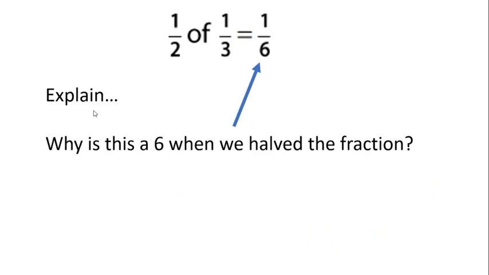So it's a little bit odd really that when we're doing a half of a third, we're making it smaller. It's strange we've ended up with a 6. I wonder if you can explain why. Why is it a 6 when we actually halve the fraction? Normally, if I said to you, what's half of 4, we'd get the answer 2. The answer is normally smaller. But when we're halving fractions, the denominators become bigger.